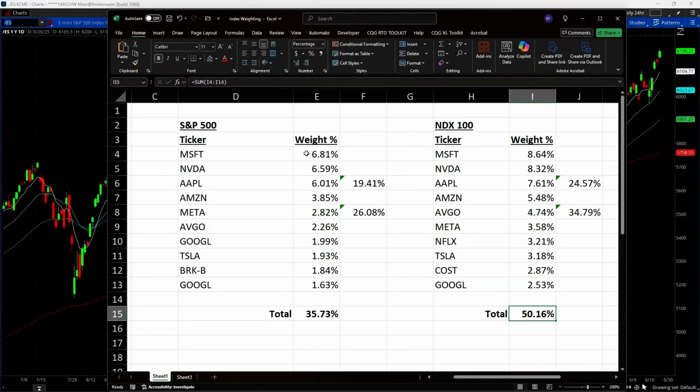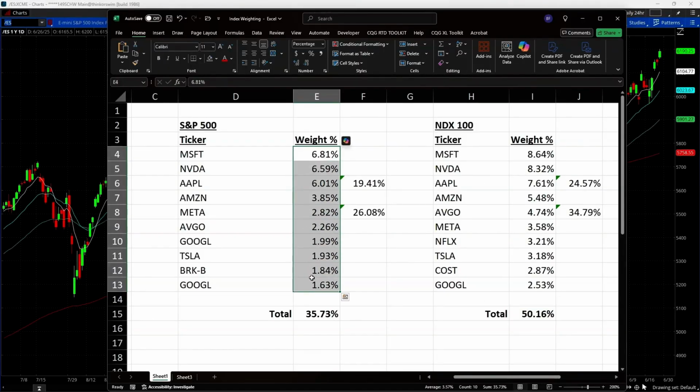In the S&P, the top 10 names represent 35.75% of the index. Again, out of 500 names, the top 10 are representing almost 36% of that index. That alone should open your eyes quite a bit. Why do I say that?